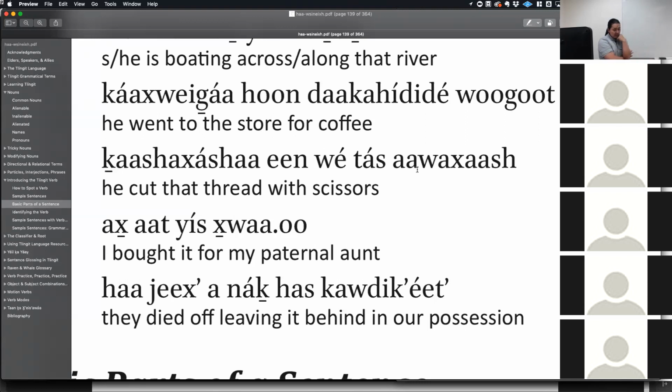I can add a name in there if I wanted to. Kashke sawe, kasha kasha in, wait, tas awachash. But what we'll find is there's these little chunks, and we can move them around. Wait, tas awachash, kasha kasha in. That doesn't matter. You're saying the same thing, right?